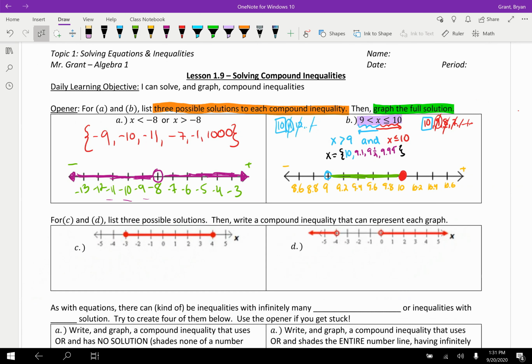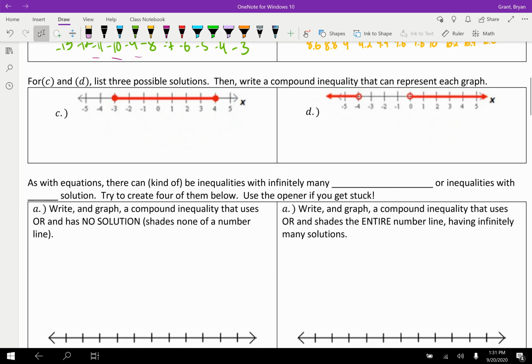But now we get to parts C and D. So first, you're going to have to list 3 possible solutions, and then you have to write a compound inequality that represents what's being graphed. Go ahead and pause me, try that on your own, and then once you have your solutions, unpause.